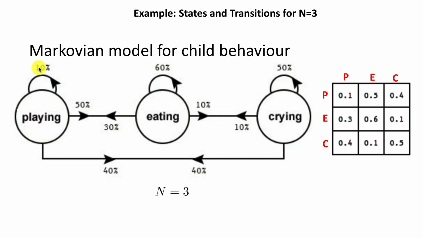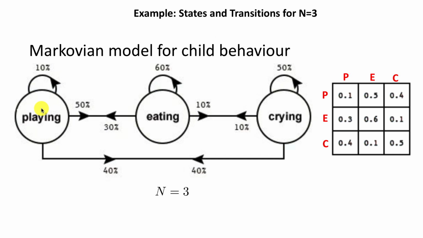So, for example, this could be a Markovian model for child behavior. While the child is playing, she can start eating. That's got a 50% chance, let's say. Or while playing, she can start crying, and that's got a 40% chance. Of course, it's possible, and that's a 10% chance, that she will keep playing.